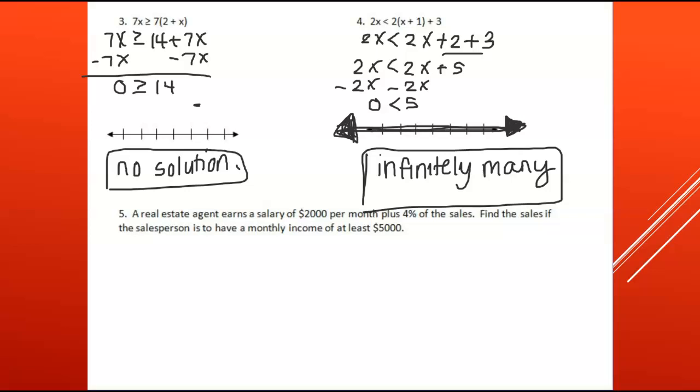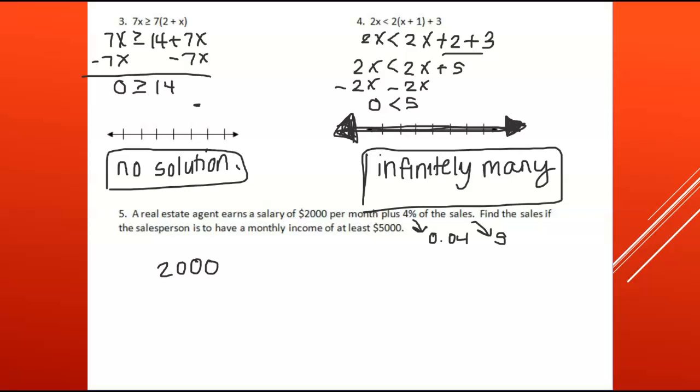Okay, a real estate agent earns a salary of $2,000 per month. So that's the amount she makes no matter what. They earn 4% of their sales. So 4% as a decimal is 0.04. Anytime we use a percent in a problem, we need to change it to a decimal. To get a percent to a decimal, you take the percent and divide it by 100. So 4% of her sales, we'll call sales S.